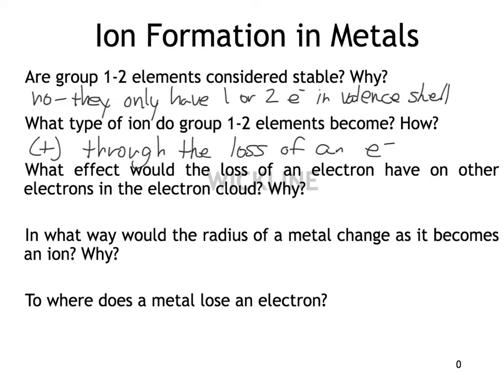And then when you're finished, next question: what effect would the loss of an electron have on other electrons in the electron cloud? Since electrons repel each other, if you're losing an electron, that's going to reduce the repulsion and the atom's radius would shrink. Also, and this is a little bit extra, metals tend to lose an entire orbital rather than just losing electrons. So when they lose that entire orbital, it makes the atom even smaller.